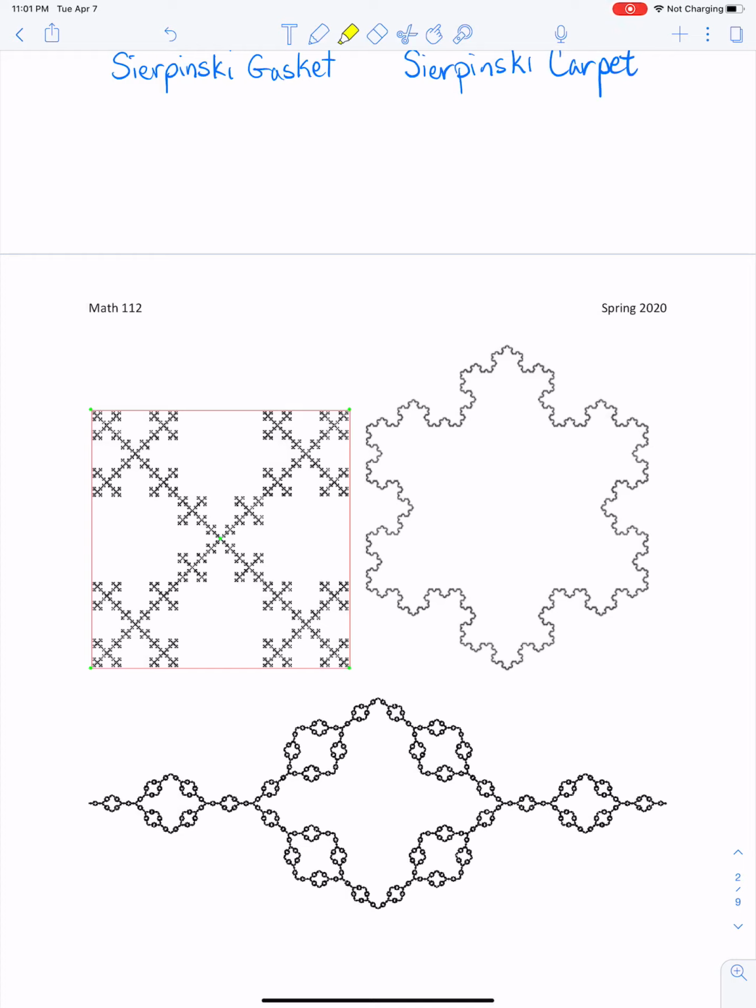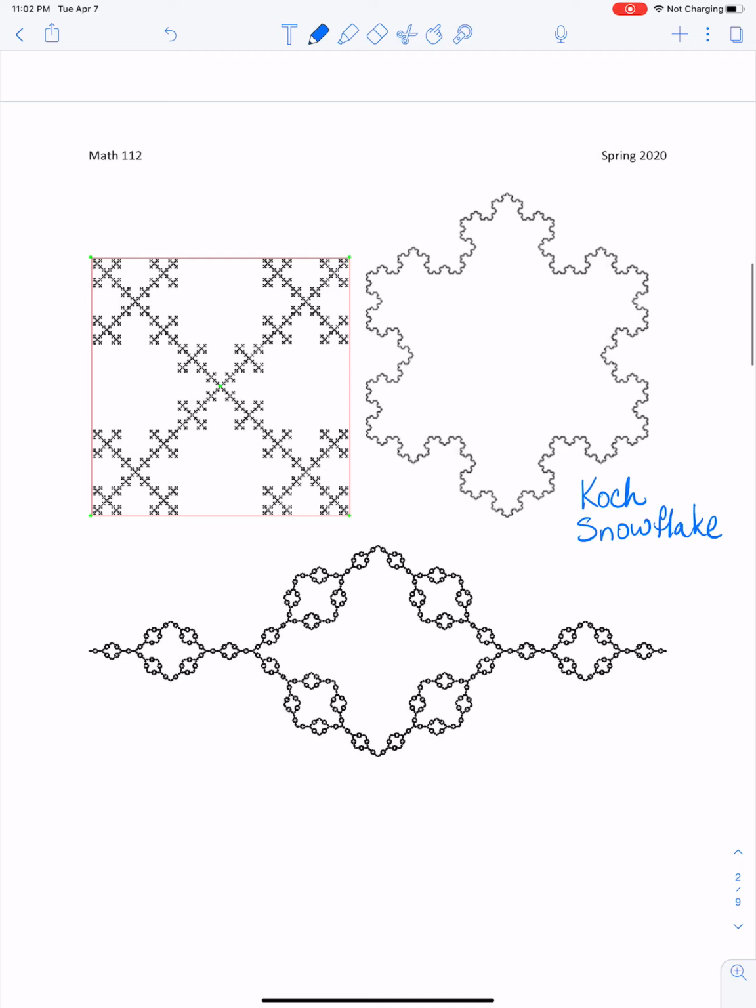Let me go ahead and name a couple of these. I'm not actually recalling the name of this one here with the red square. So I'll give you the one next to it that looks kind of like a snowflake. This is the Koch snowflake curve. And the one underneath it is one that I'm actually working on a research project on. This is a very famous space called the Lorenz space.